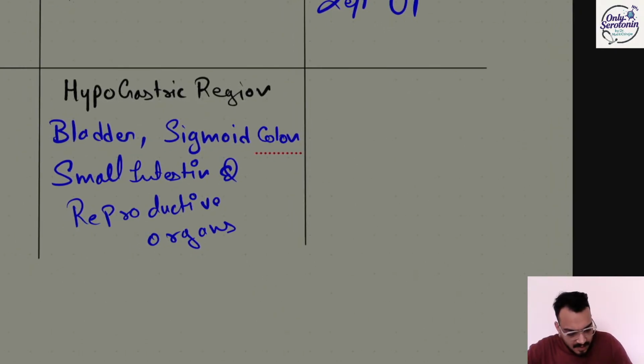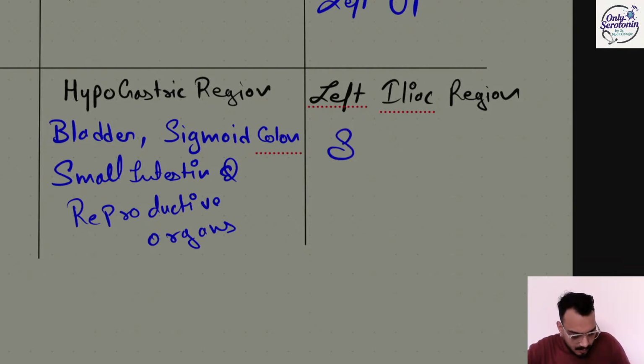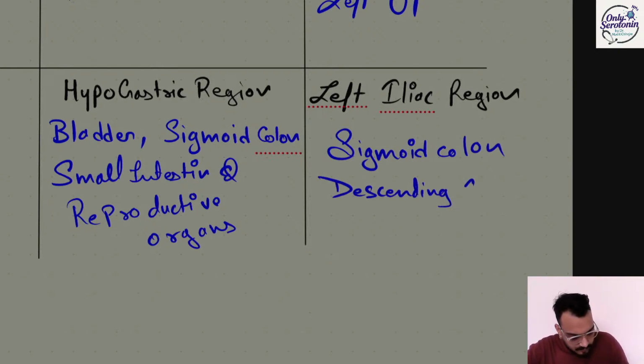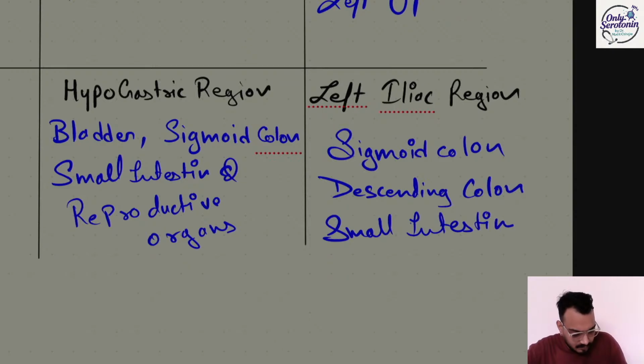What about my left iliac region, guys? In the left iliac region, you will have your sigmoid colon, you will have descending colon, and small intestine, right?